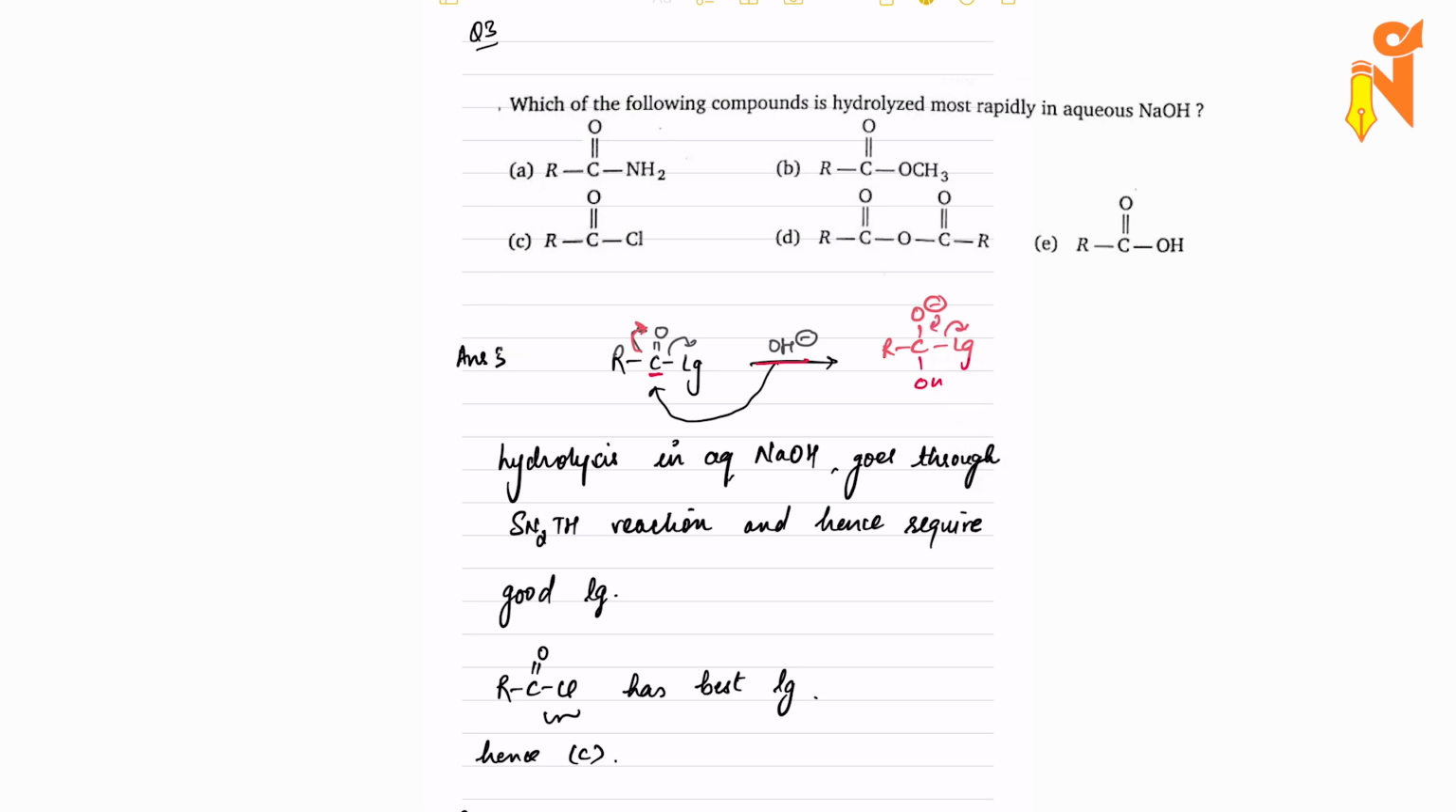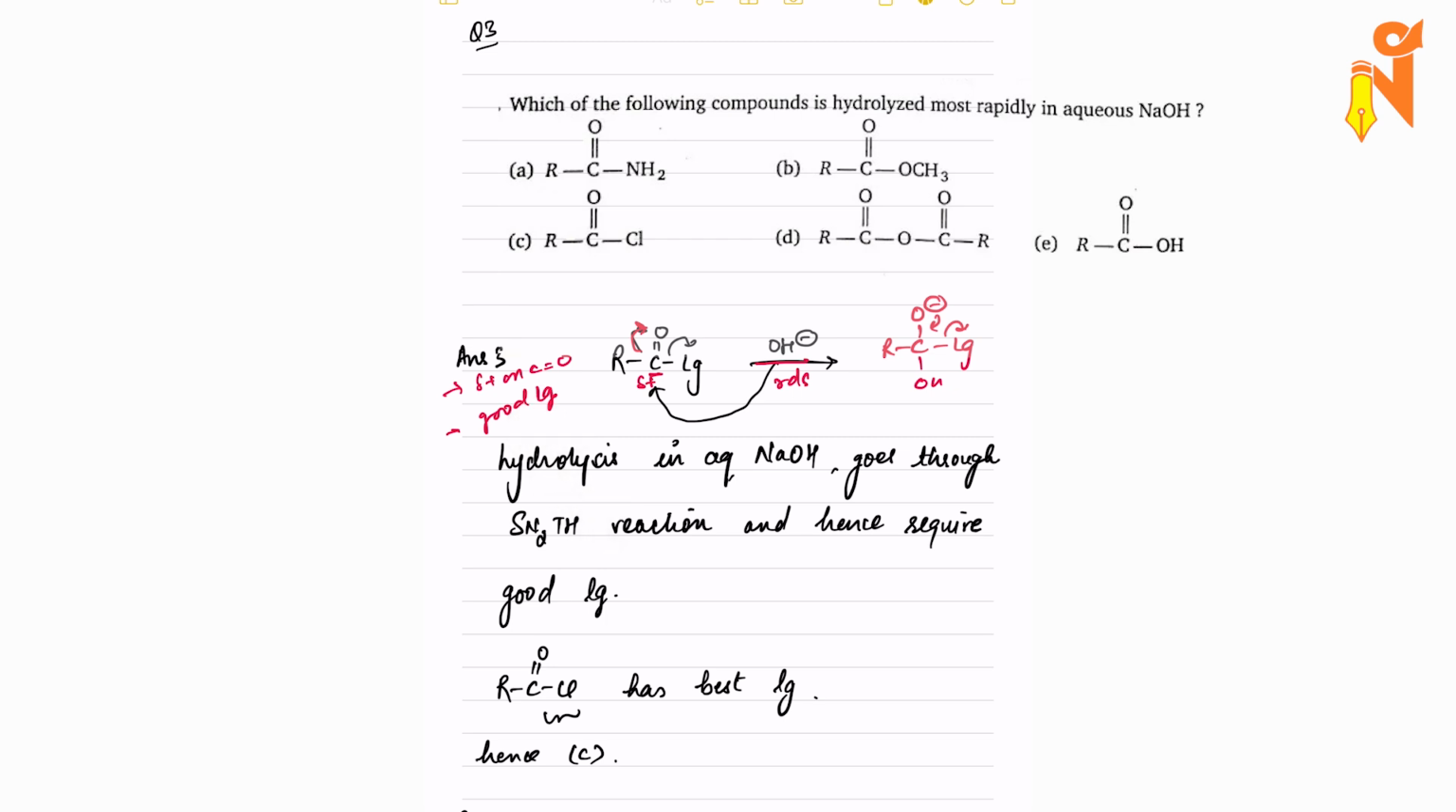So better the leaving group is, faster the reaction would be. Also stronger the delta positive on this carbon, faster will be the reaction because nucleophilic attack will be faster. Nucleophilic attack is an RDS. So two factors are the ones which decide: one is delta positive on C double bond O, and secondly a good leaving group.